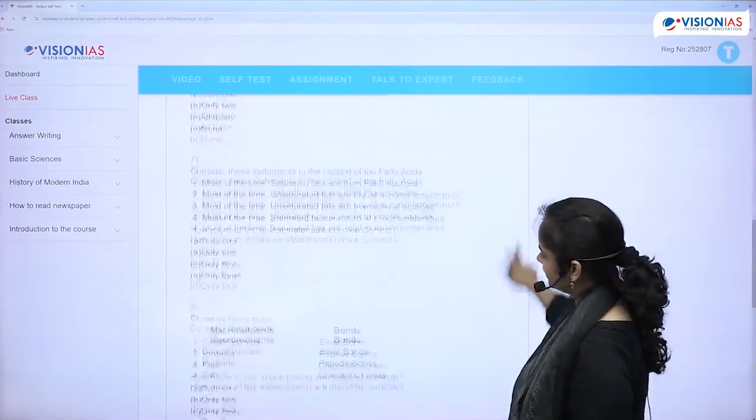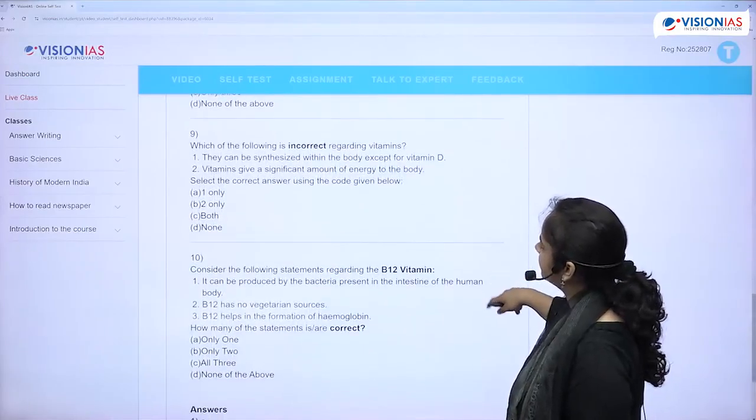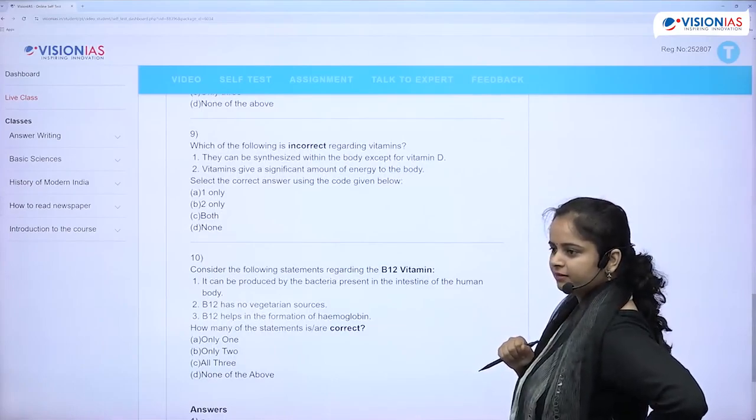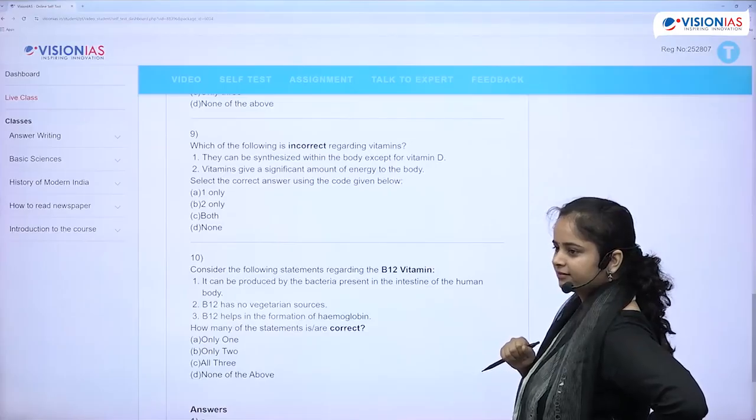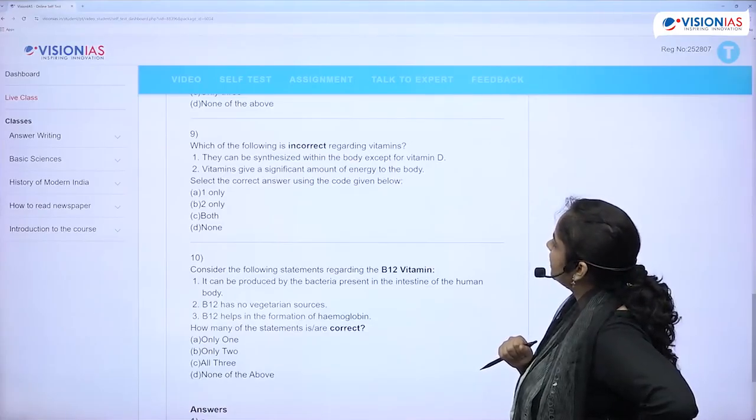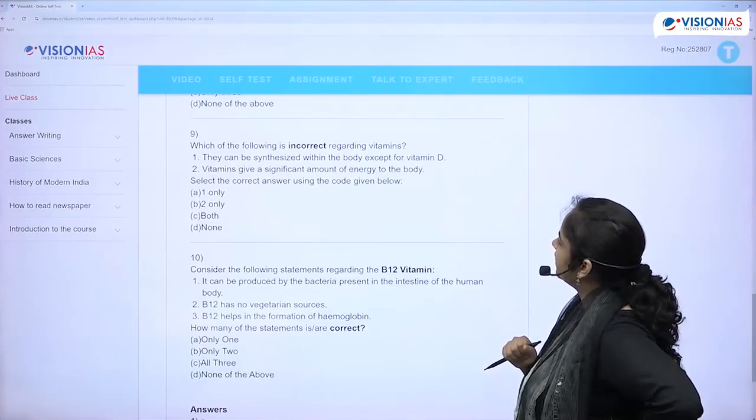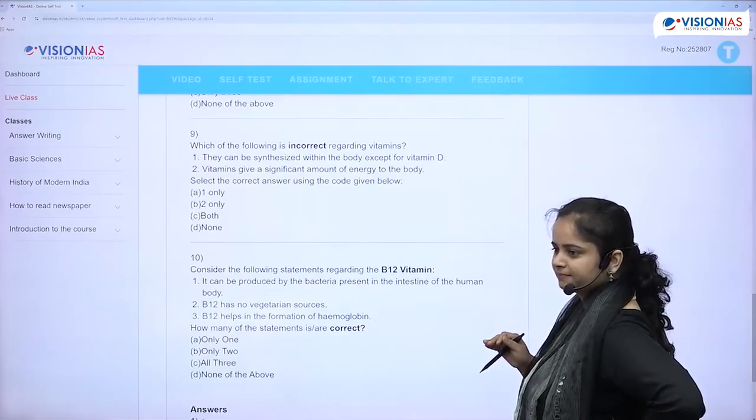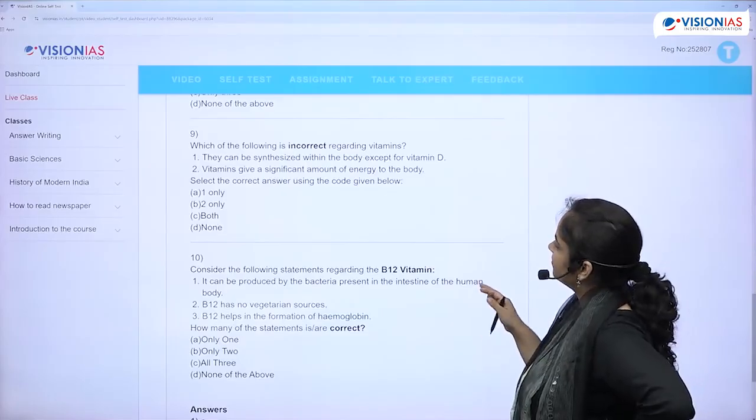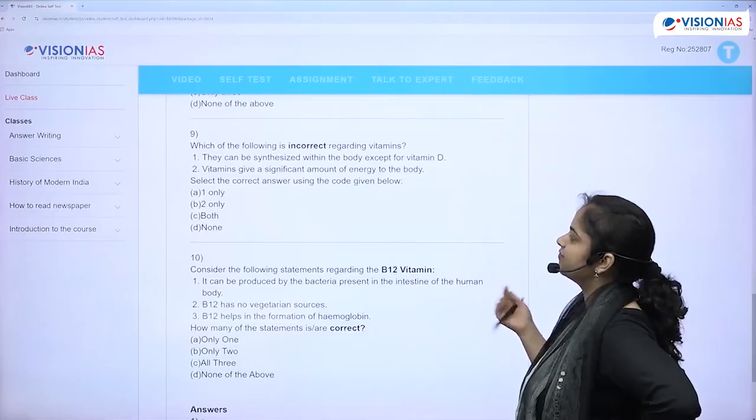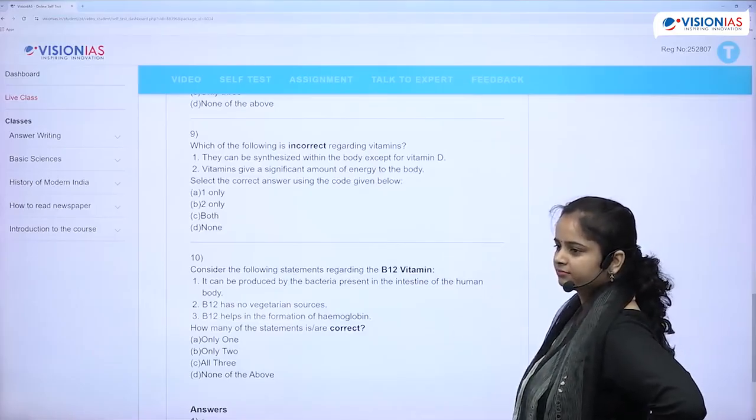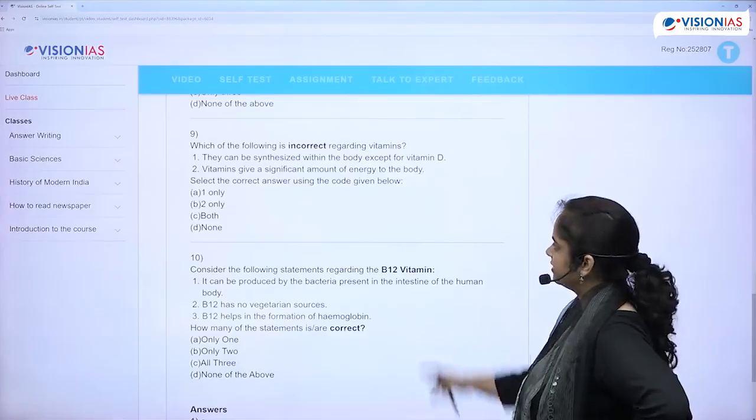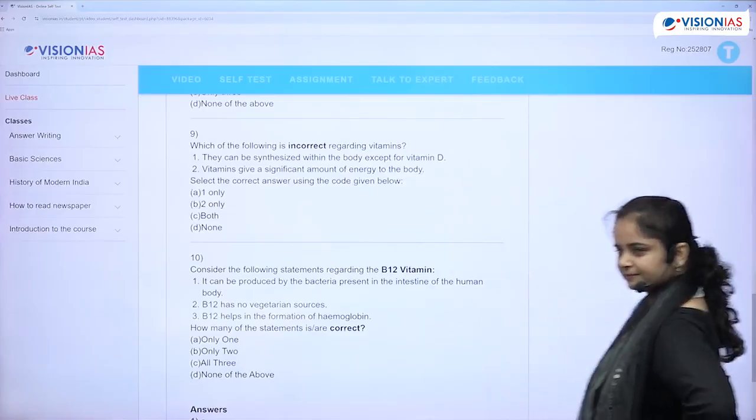9 भी बता दूं अब, नहीं बता दिए तो अच्छा है. Which is incorrect? Incorrect पढ़ लिया था आपने? They can be synthesized within the body except for vitamin D. आपको ये सही लग रहा है, गलत लग रहा है कि समझ नहीं आ रही? अच्छा, ये बोल रहा है कि विटामिन डी के अलावा सारे विटामिन बॉडी में बन सकते हैं. ये सही है कि गलत है? गलत है, राइट? So 1 is going to be incorrect, right?